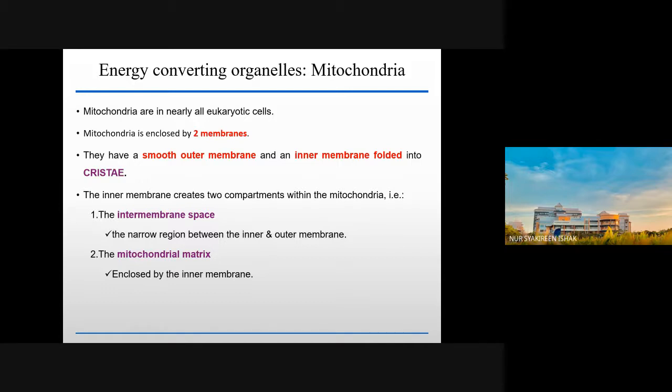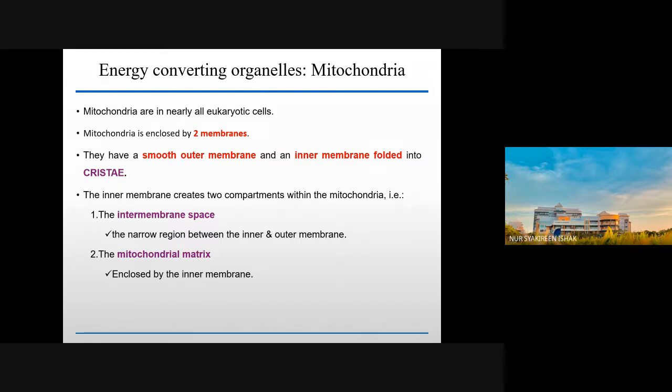So mitochondria are found in nearly all eukaryotic cells, especially the ones that are really active, such as the sperm cell, which requires mitochondria to generate energy that allows the sperm to swim. And then you also have the pancreatic cell. The pancreatic cell is also really active because it is involved in the synthesis of enzymes and hormones.